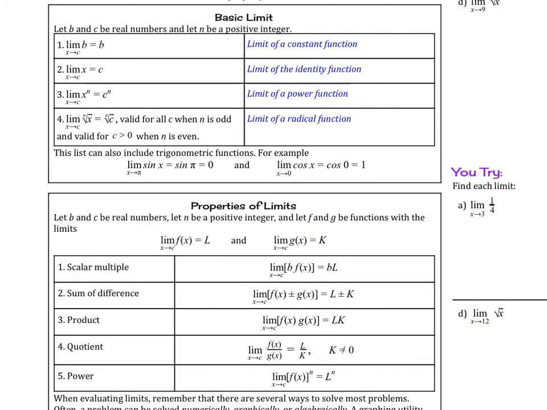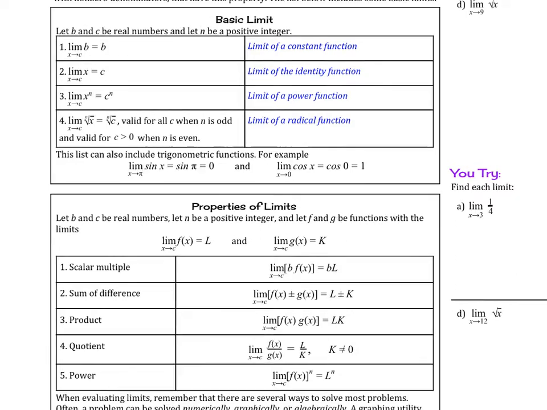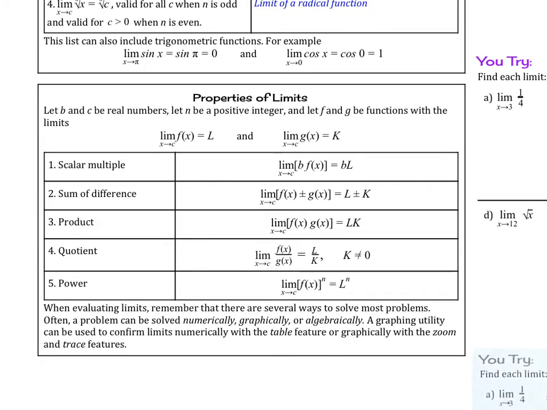We have properties of limits. Let b and c be real numbers, let n be a positive integer, and let f and g be functions with the limits. Notice with this, because you will see these in the homework, you have the limit as x approaches c of f of x equals L, and the limit as x approaches c of g of x equals k.